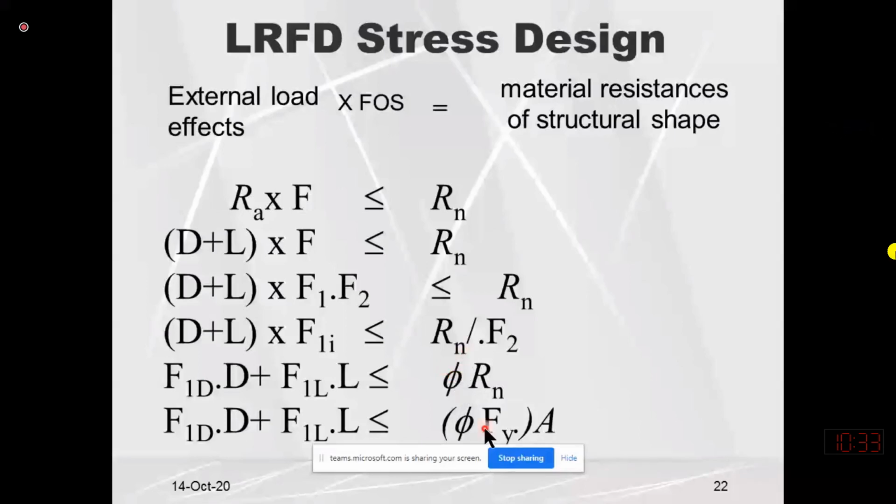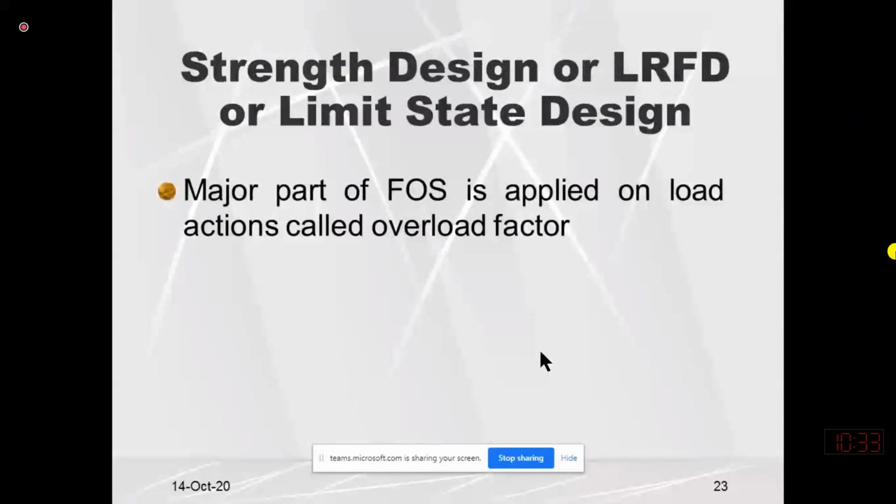Unlike in ASD, we are reducing by 40% because we are considering this phi value of strength reduction factor, or 1 over F, as 0.6. So now this is just repetition of what I have just explained. The major part of the factor of safety is applied on the load and actions, called the overloading factor. Overloading factor means that we are increasing the load by a certain factor.